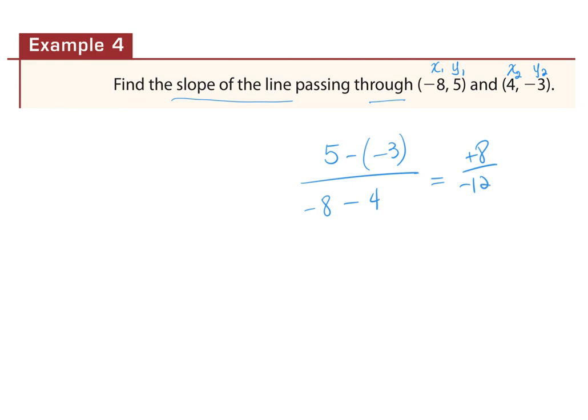Positive 8 over negative 12, and then, of course, reduce. All right? So they can give it to you a multitude of ways. They could give you a graph. They could give you a set of points. They could give you 2 points, okay?